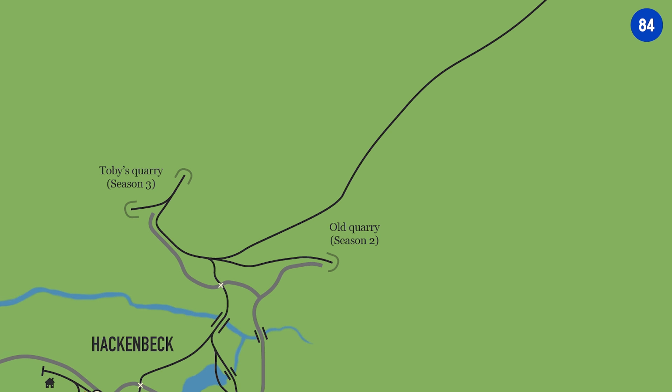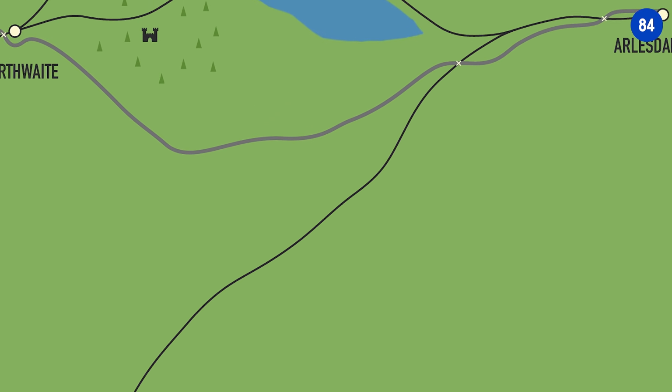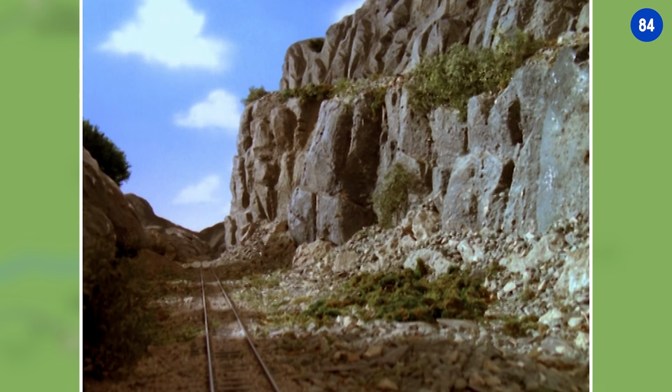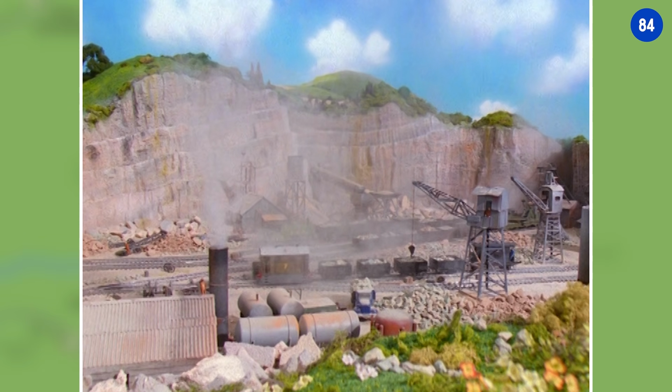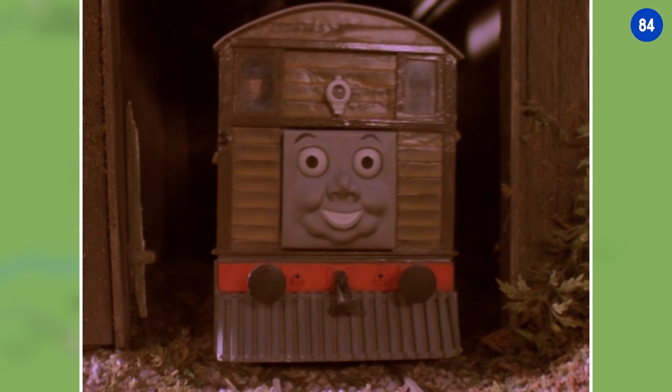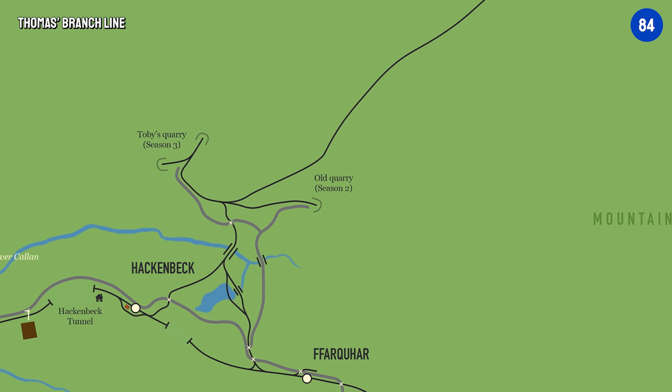Now heading north is a line that connects all the way back up to Toby's old line. This line is never shown in Seasons 1 through 4, but it is on Mitten's map. My assumption is that this line was built to transport rock to Toby's old line when the Fat Controller reopened it, but that of course doesn't happen until Season 5. So that's all of the main branch.